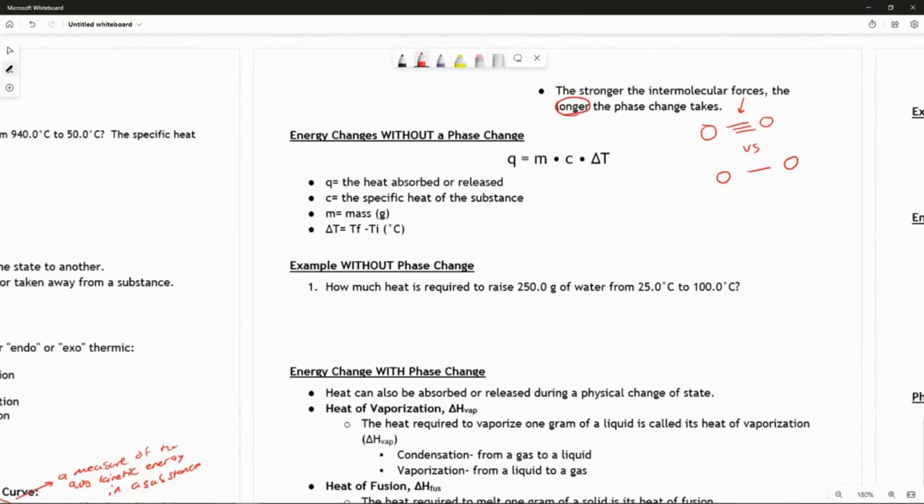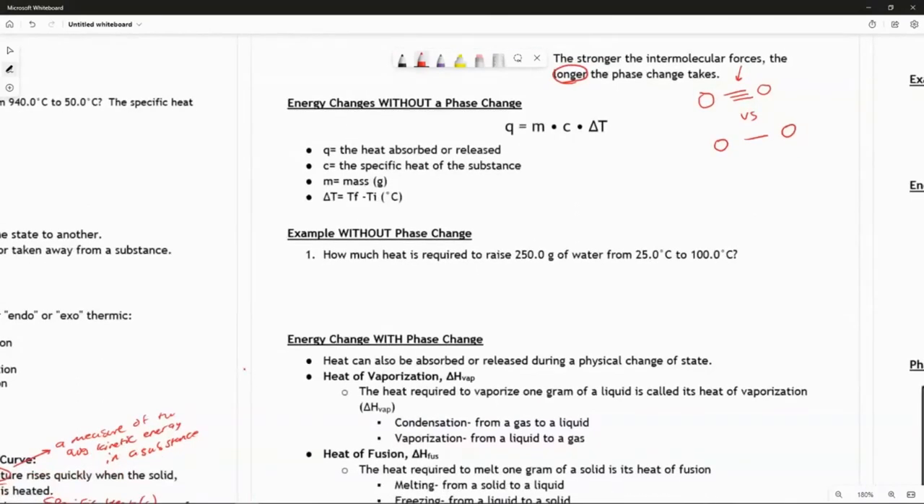All right. Energy changes without a phase change. Q equals mc delta T, m times c times delta T. We talked about this in day one. M is mass. C is specific heat constant, specific heat. And delta T is change in temperature. And if you forgot, this symbol right here is delta, meaning change in. And this, of course, is going to be our heat. Q symbolizes heat.